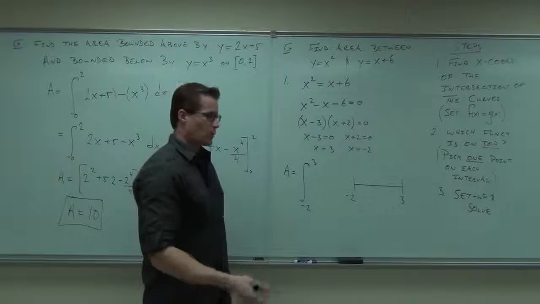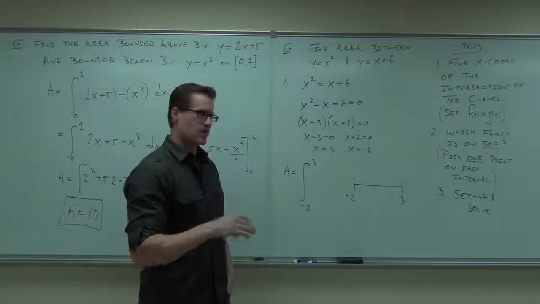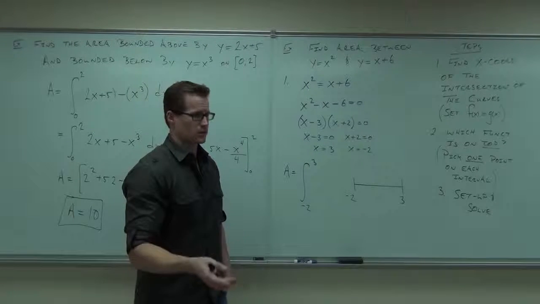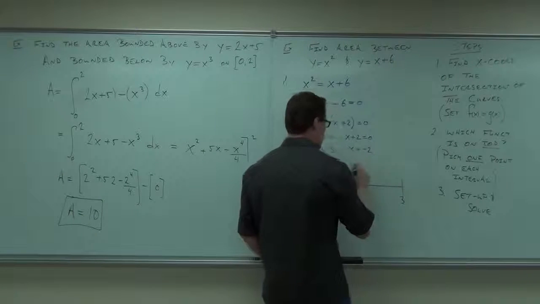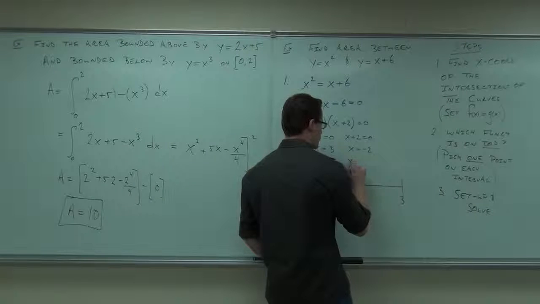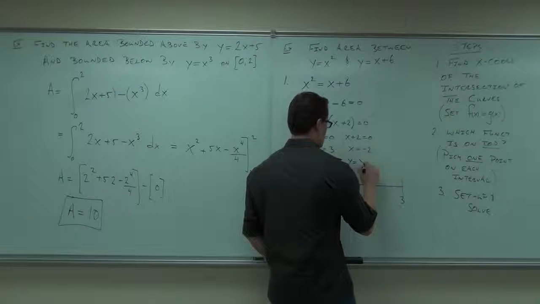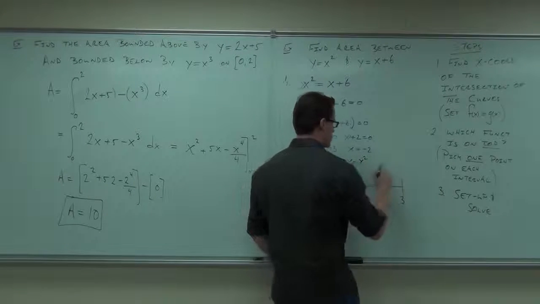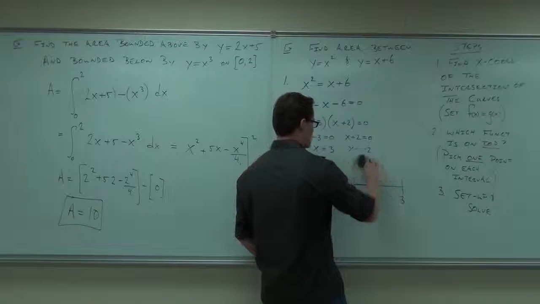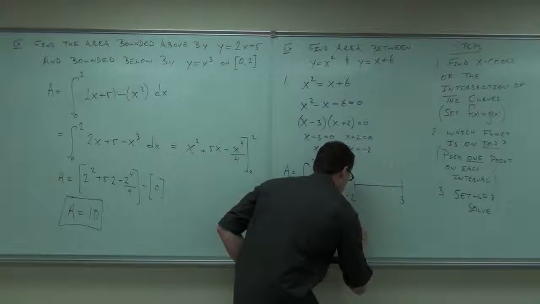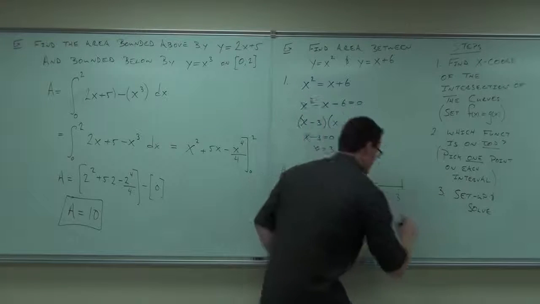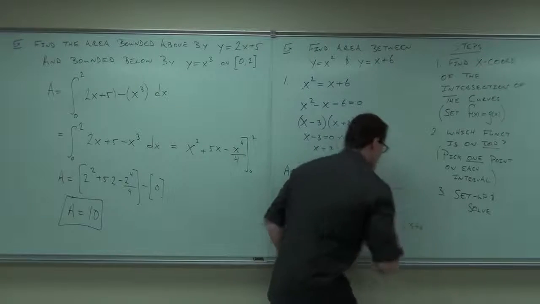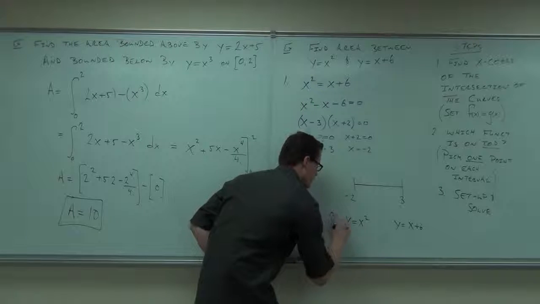We're going to test a point. What's a good point to test between -2 and 3? 0. Clearly. Plug in 0. So we'll do y equals x squared. And maybe we'll do down here, you can see a little better. y equals x squared. y equals x plus 6. You said we're going to test 0.